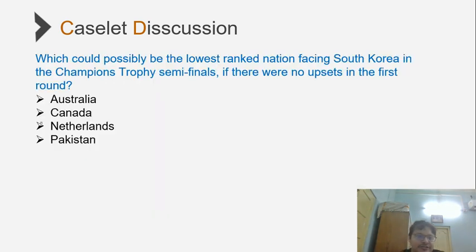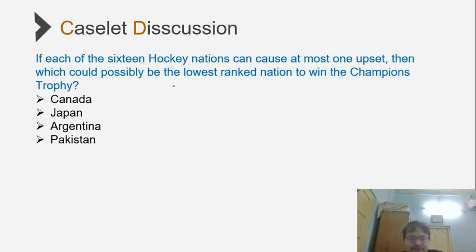The questions in the set are as follows. Which could possibly be the lowest ranked nation facing South Korea in the semi-finals if there was no upset in the first round? The second one is saying if each team can cause at most one upset, then which is the lowest ranked nation to win the Champions Trophy?